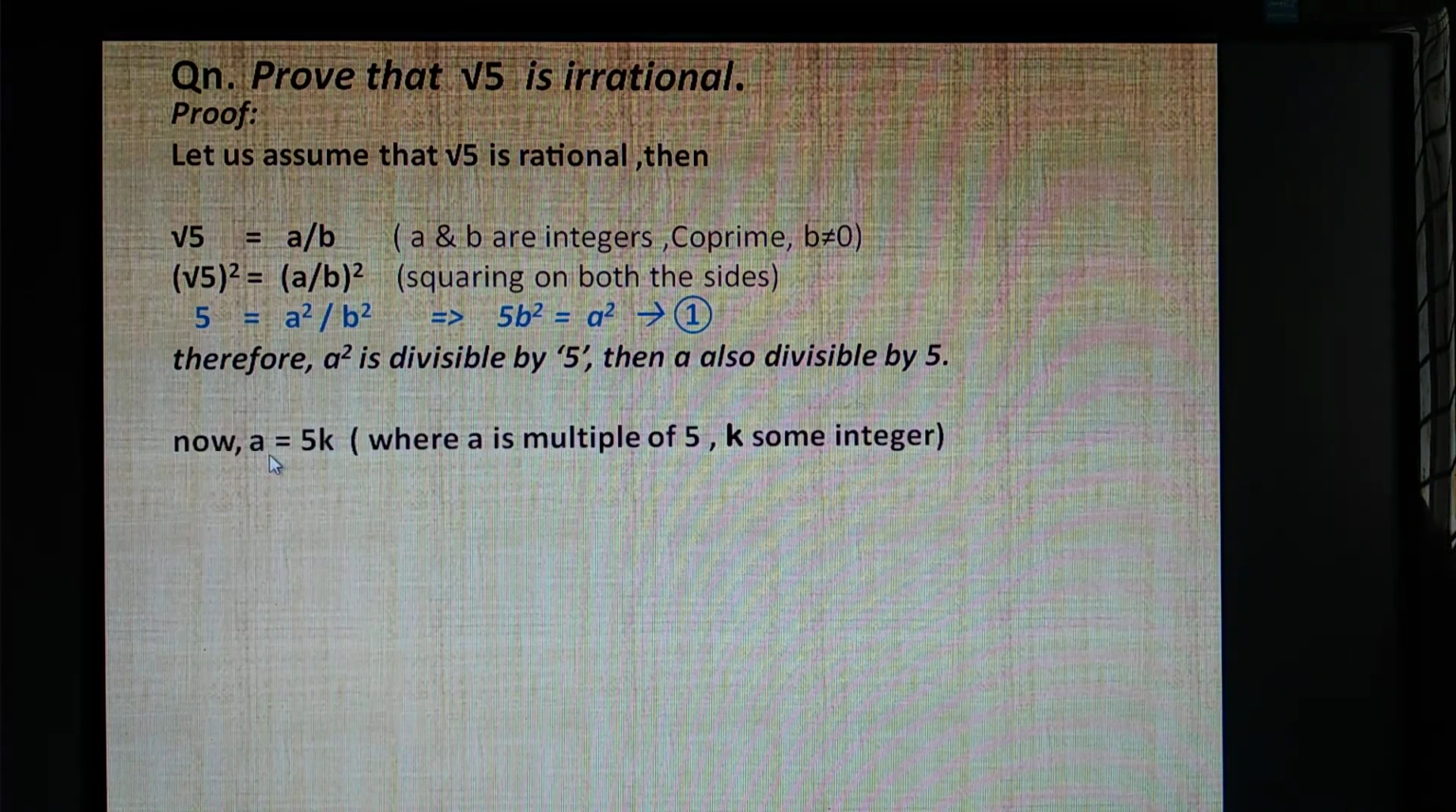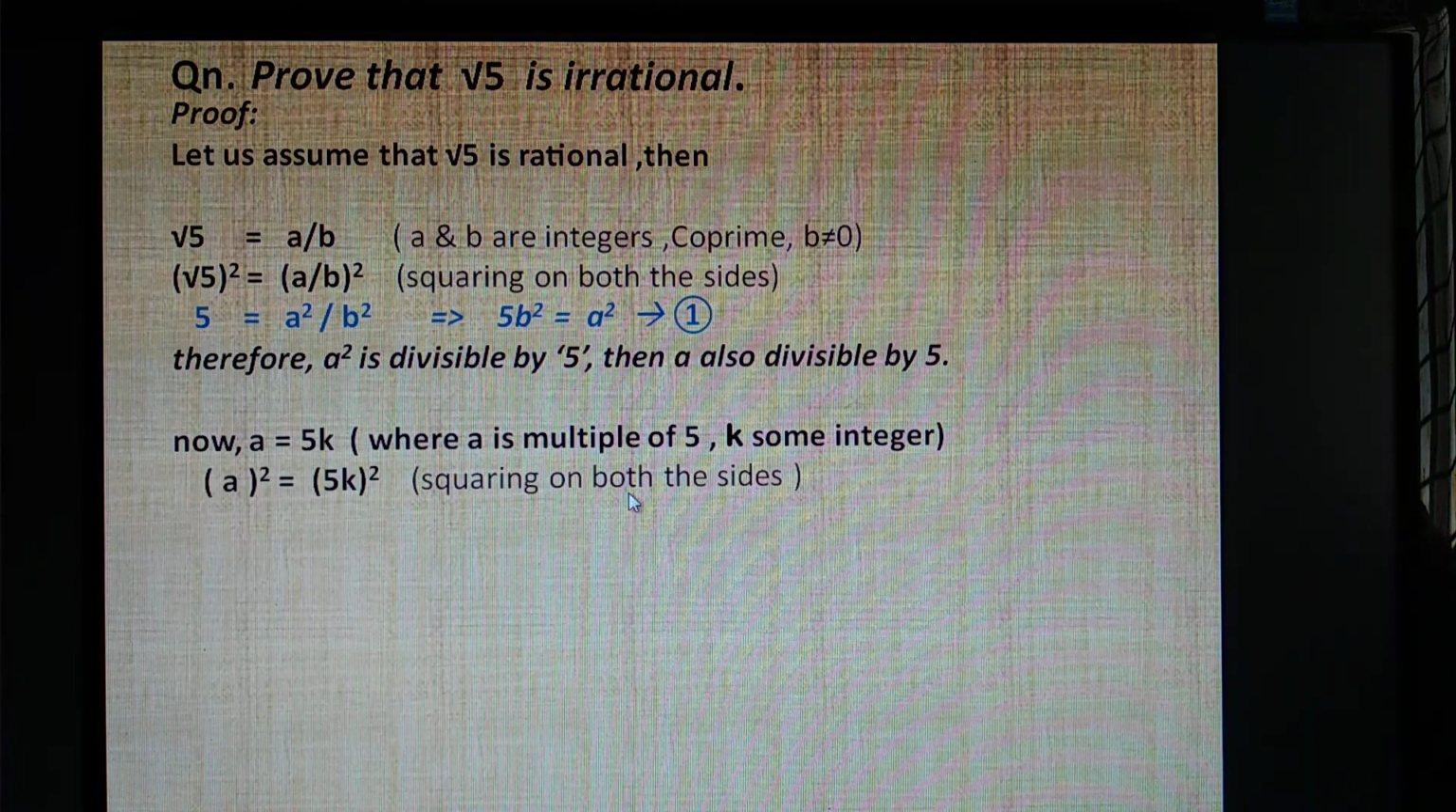Now we express a in the general format of a multiple of 5. That is, a is equal to 5k because it is divisible by 5 now. Here k is some integer. Again, we find the square of both sides. And here what we'll get? a squared is equal to 25k squared. In the first equation, a squared is equal to what? 5b squared, no. So in the place of a squared, we write this expression.